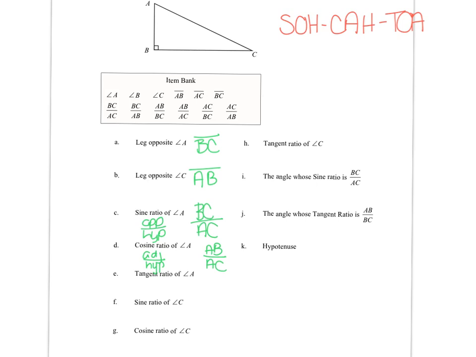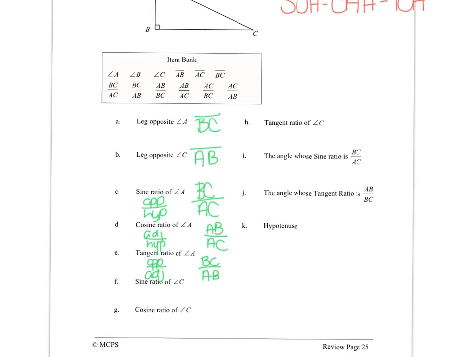Next is our tangent ratio. Tangent means opposite over adjacent. So from angle A, our opposite is BC and our adjacent is AB. Moving down, we've got the sine ratio of C. Again, sine is opposite over hypotenuse, but now we're looking from angle C. So our opposite is going to be AB, and our hypotenuse is AC.